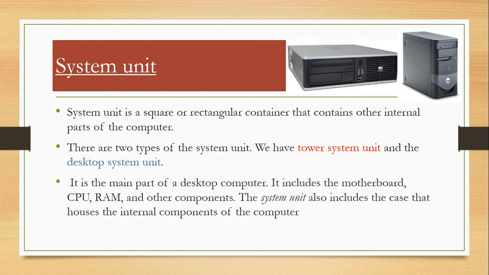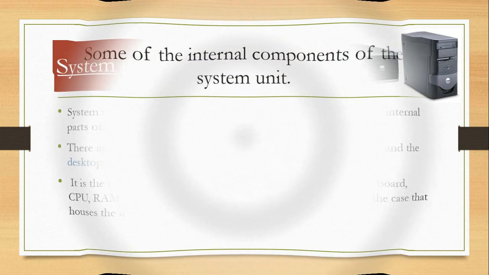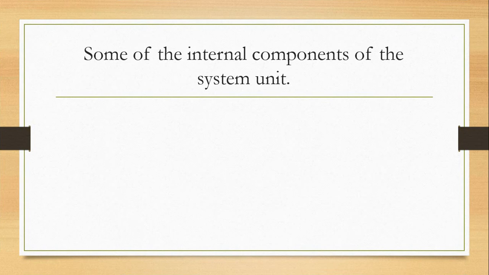It is the main part of the desktop computer. It includes the motherboard, the CPU, the RAM, and other components. The system unit also includes the case that houses the internal components of the computer. Let's talk about some of the internal components of the system unit.